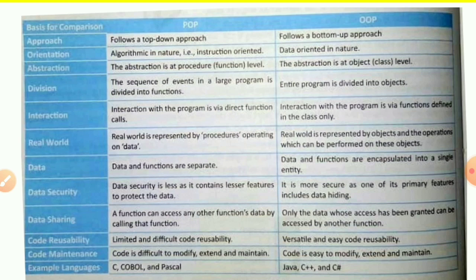And lastly, we have examples of languages which use the POP paradigm. The languages are C, COBOL and Pascal. These languages use the POP paradigm, whereas Java, C++ and C Sharp use the OOP paradigm. So with this we conclude chapter 1.